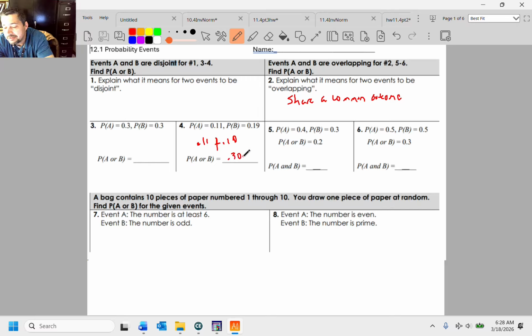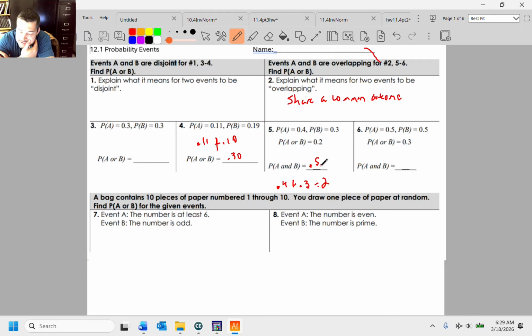All right. Over here, they're telling us that these are overlapping, and you're supposed to find the probability of A and B. The probability of event A and B is going to be the probability of event A plus B minus the OR statement, 0.2. And that's going to give us 0.5. This stuff's not too hard. All right, moving on to the next group.